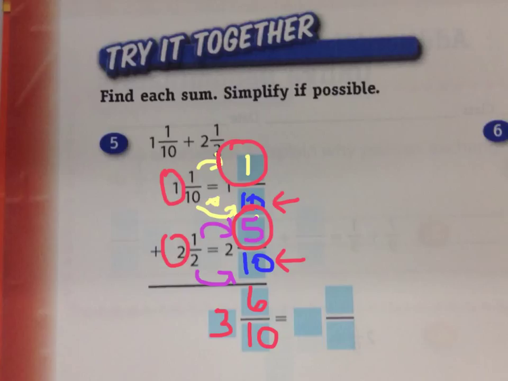Okay, if you notice the numerator and denominator are both even numbers, that's a dead giveaway that you can simplify it by dividing it by 2 at least, if not more. So let's divide it by 2. 6 divided by 2 gives me 3. 10 divided by 2 gives me 5. And then the whole number just goes right over here. So your final answer is 3 3/5.